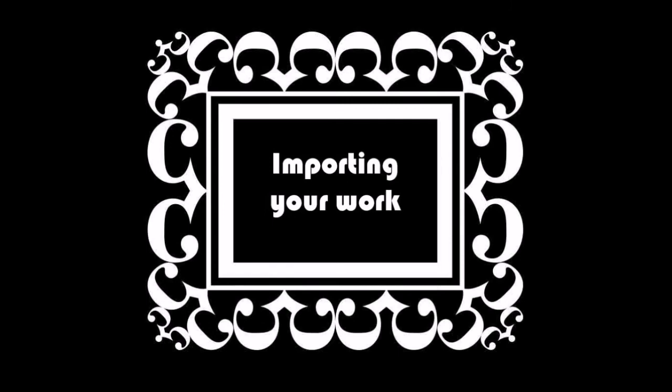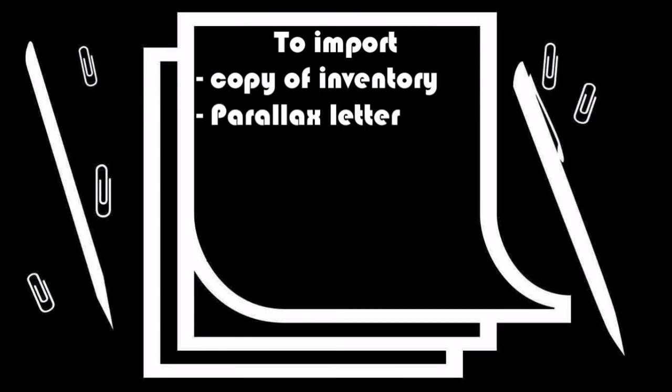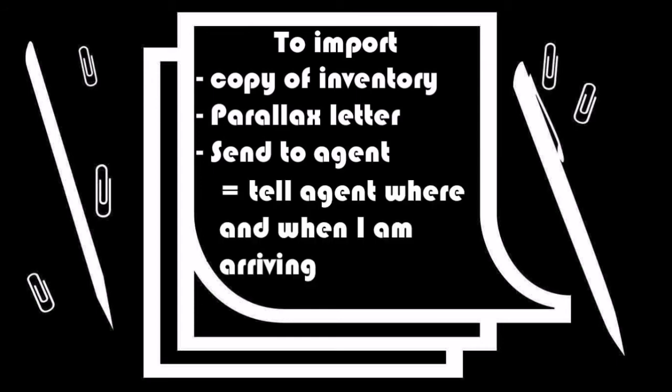Importing your artwork. To import your artwork, you must send a copy of your inventory and Parallax import letter to your chosen agent before you travel. You'll also need to tell them where you are arriving in the UK. For example, if you are arriving at Heathrow Airport, you'll need to tell them the date and flight number. You can find a list of agents in the shipping or travelling section below.